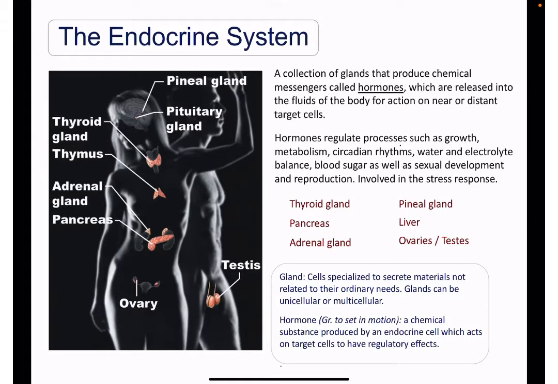Hey everybody. Today I want to give you an overview into the endocrine system. What is the endocrine system? What does it do? And how does it do it in general?